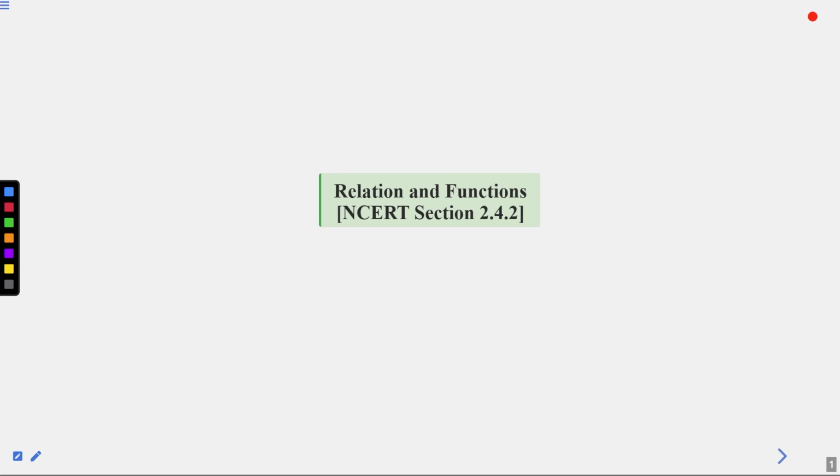In today's session we will be covering algebra of functions, and then we will be going to the exercise. Okay, we are going to solve some problems related to the exercise.